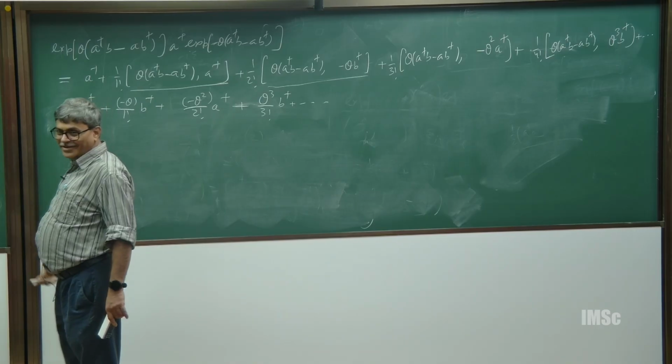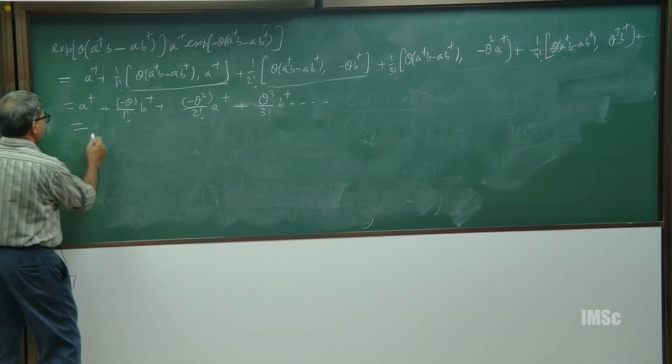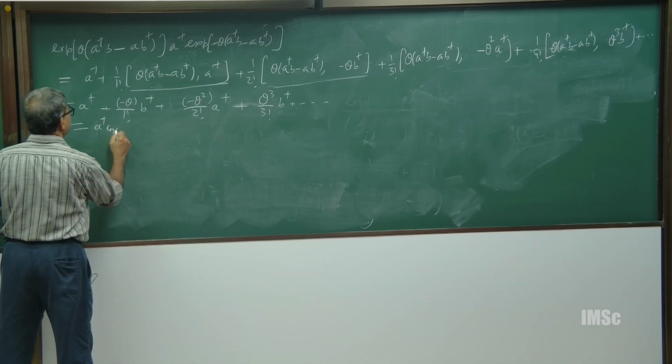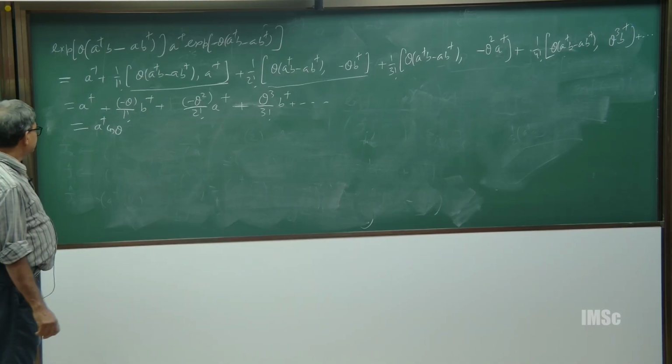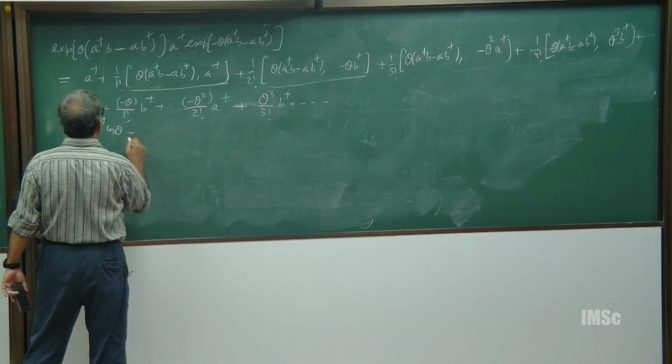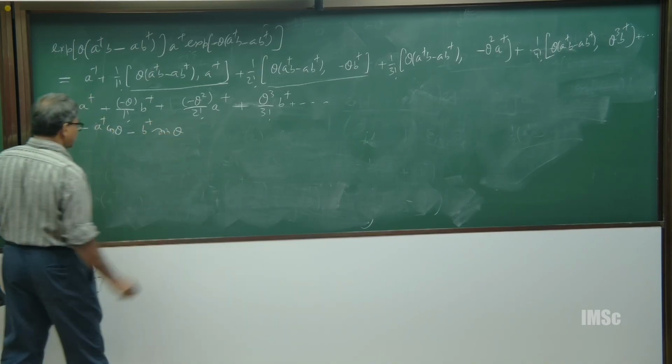Just to do a series expansion. Yes, exactly. That's how he's also doing it, but he used a trick in the middle. So this will basically be A dagger cosine theta minus B dagger sine theta, right?